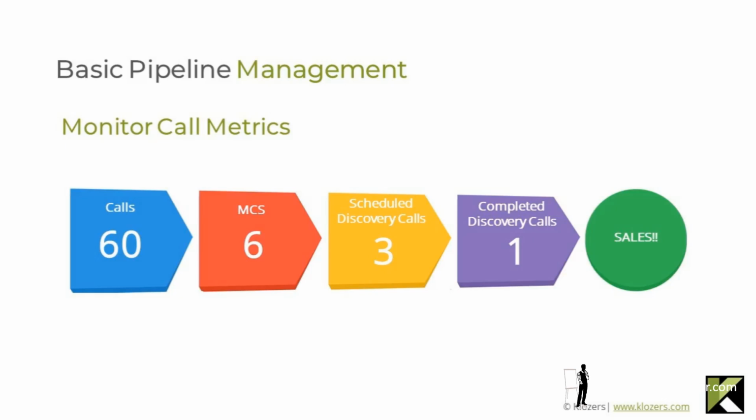Always monitor call metrics. Your sales pipeline is a living, breathing entity that changes all the time. So your company will have identified the metrics that will make you successful in your role. Your call metrics look something like this. If you make 60 calls a day, you should have 6 meaningful conversations, which will lead to 3 scheduled discovery calls. 1 may complete, which could end up in the sale.